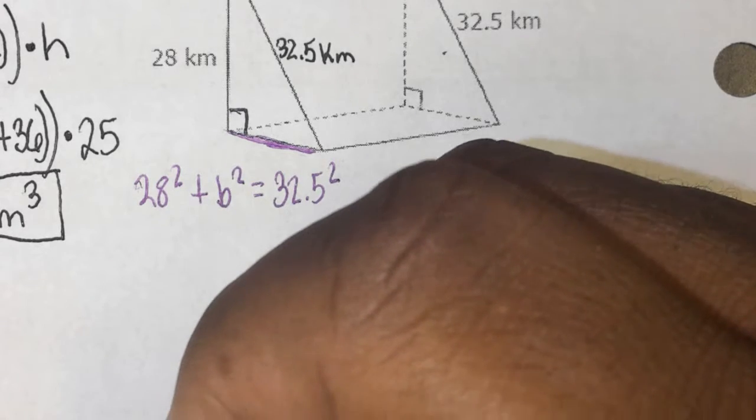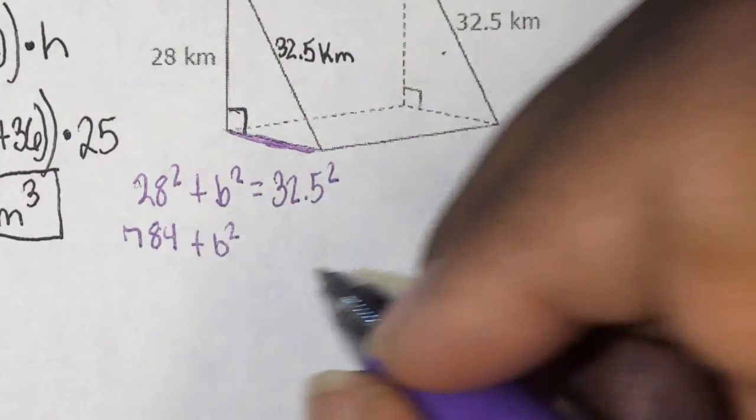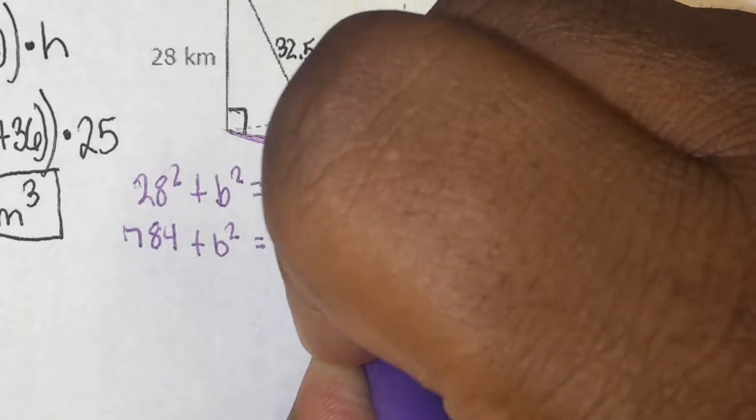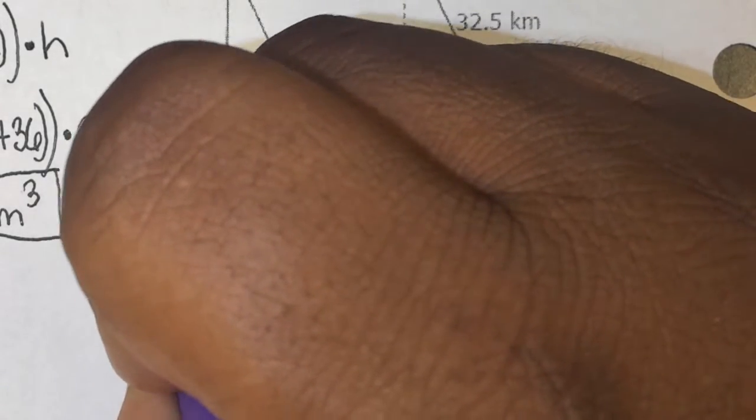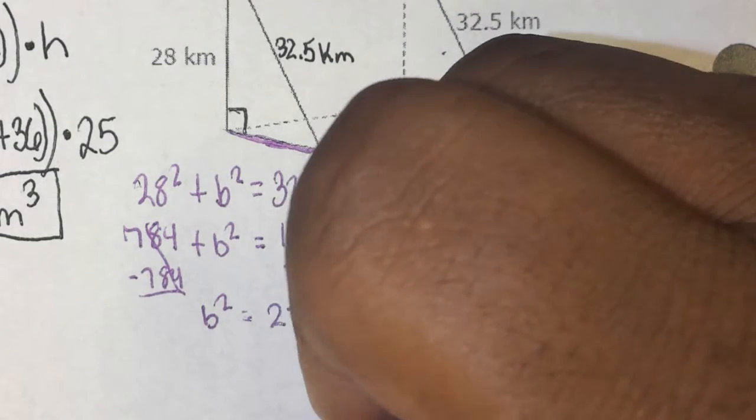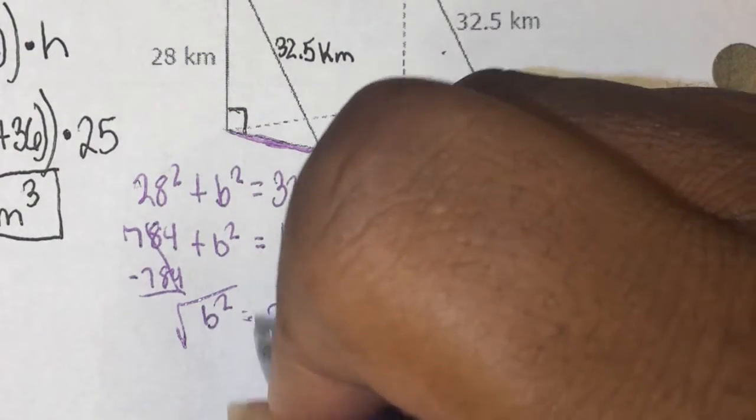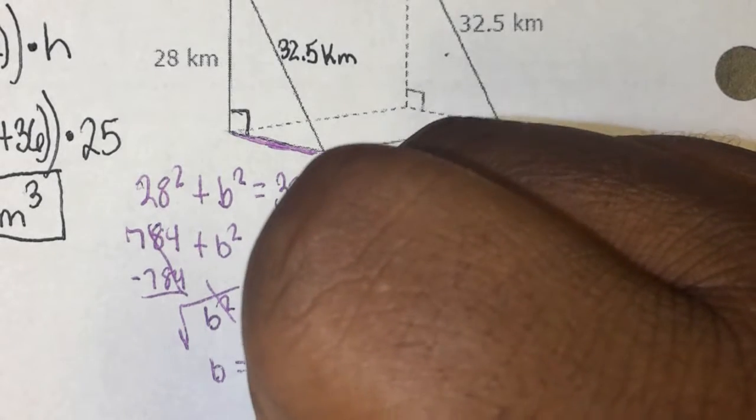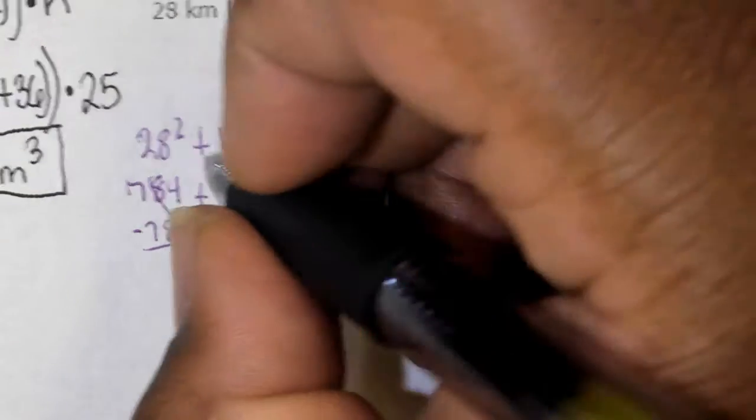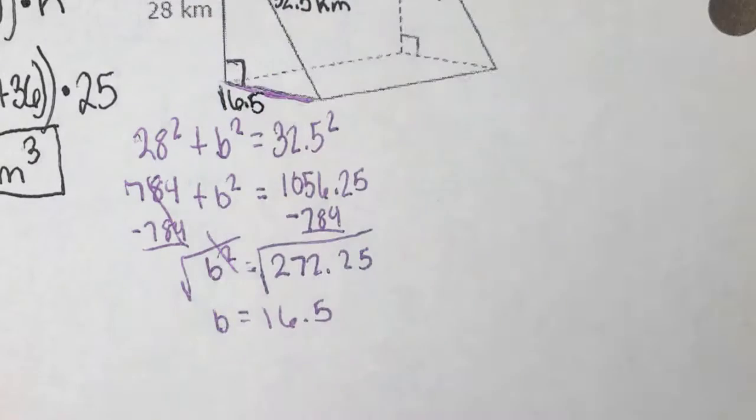So I'm going to cheat since I did it last period. 784 is B squared. Square root. Yeah, 16.5 is what you should get. Not a bad decimal at all. It's just one decimal place. It's better than other stuff we've been getting. So 16.5 is my base. Now I got the stuff I need so I can do the formula.